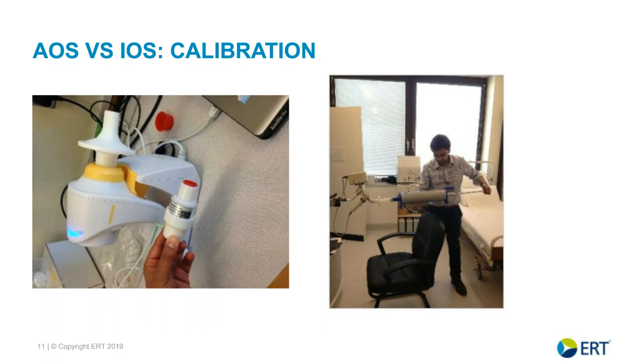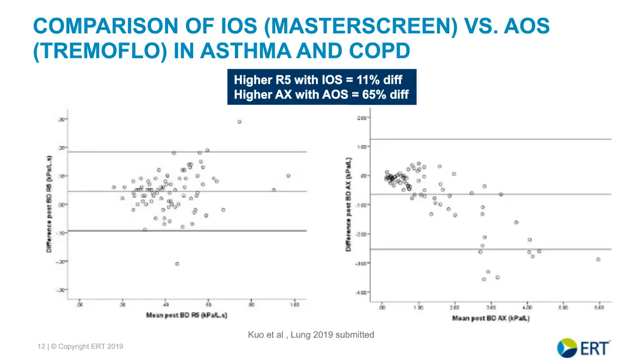The other thing is, if we compare the two devices, the Jaeger MasterScreen and the Thorasys Tremor Flow, so if we're comparing IOS and AOS, this is a recent study which we've submitted for publication in Lung this year, where we compare the two devices head-to-head in patients with asthma and COPD. And there are some important differences. Firstly, the total airway resistance, or the resistance at R5, was found to be 11% higher with AOS than IOS. So not a big difference, but there is some difference.